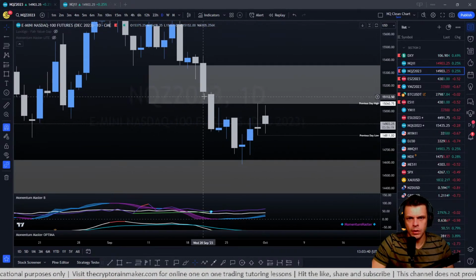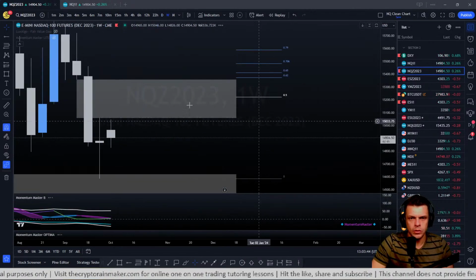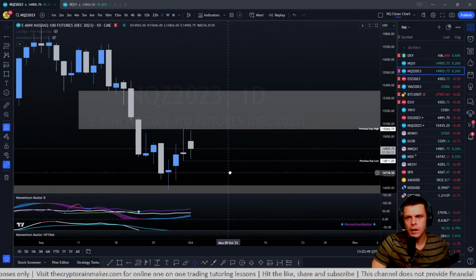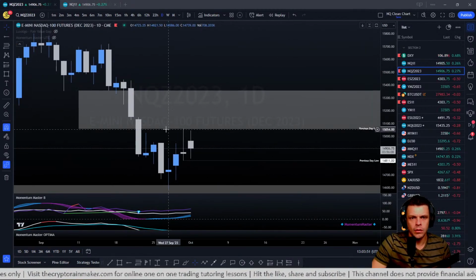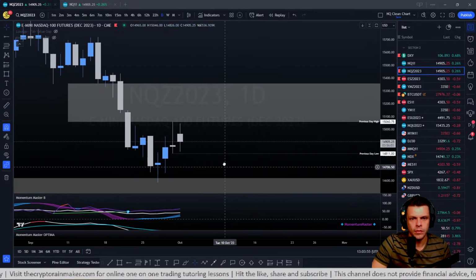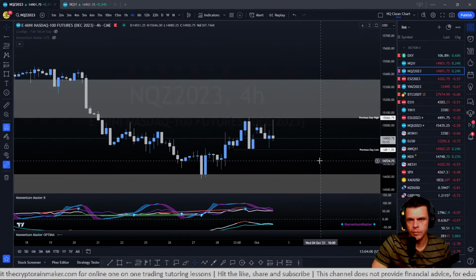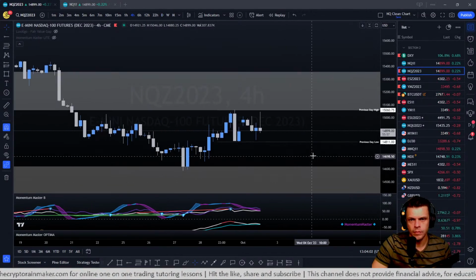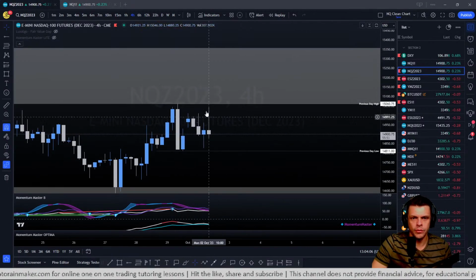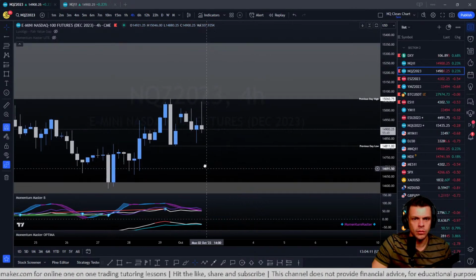Okay, so we came into the imbalance. This was the weekly, right? So weekly imbalance. And then we have the previous day high right in alignment with the bottom of the weekly fair value gap. Go to the 4 hour. Okay, so just kind of consolidating in between the previous day high and previous day low.